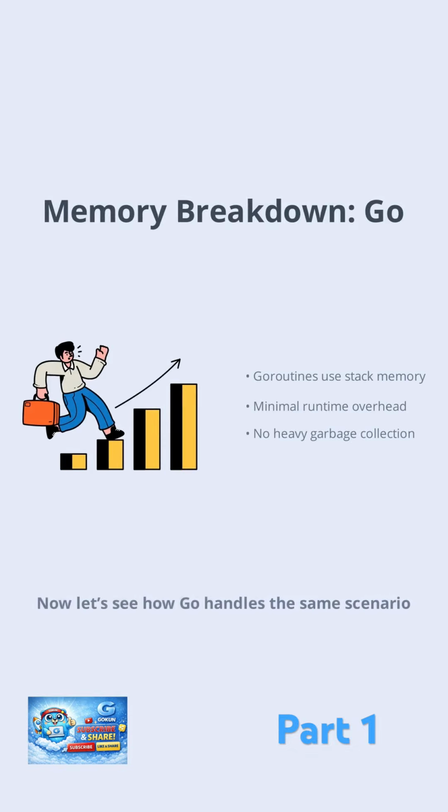Now let's see how Go handles the same scenario. Each goroutine uses about 2 KB, so for 10,000 goroutines that's 20 MB, but Go's runtime overhead is much smaller, only about 5 MB, so the total is just 25 MB. When you scale up to 100,000 goroutines, the rooms use 200 MB and the runtime overhead is only 10 MB. That brings the total to 210 MB, which is about 43% less than Node.js for the same workload. Go's efficient use of memory comes from its lightweight runtime and stack-based memory management.